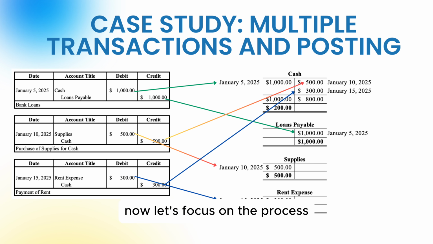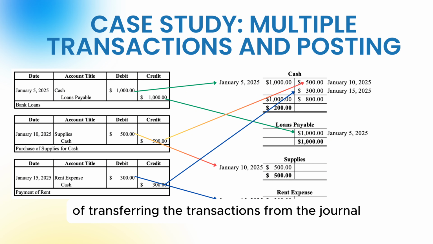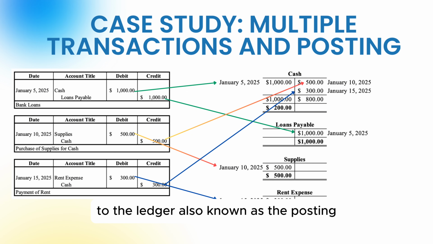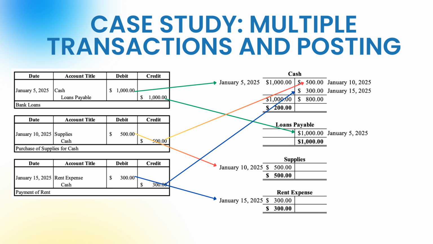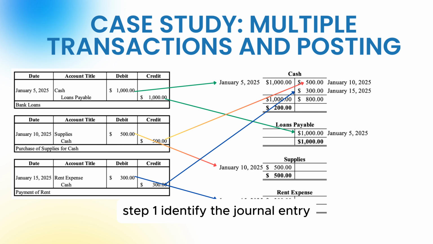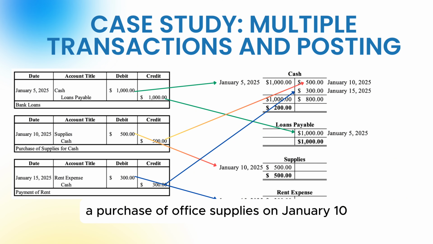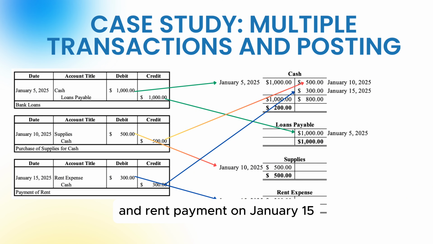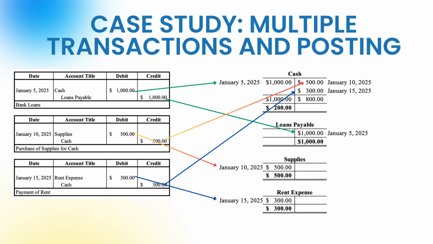Now, let's focus on the process of transferring the transactions from the journal to the ledger, also known as posting. Step 1. Identify the journal entry. Each financial transaction is first recorded in the journal in chronological order. In our case study, we have a loan received on January 5, a purchase of office supplies on January 10, and a rent payment on January 15.